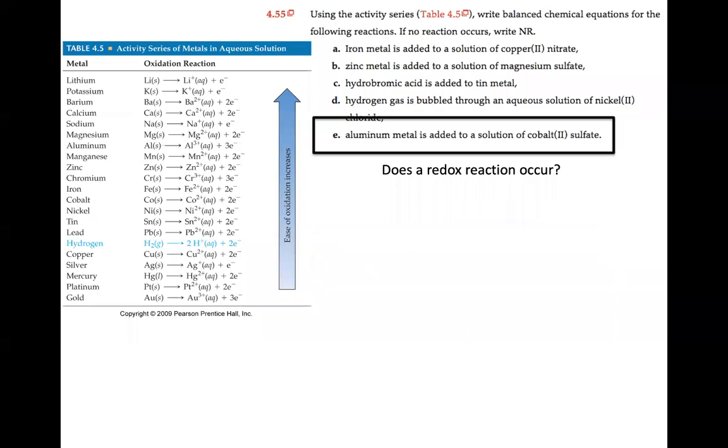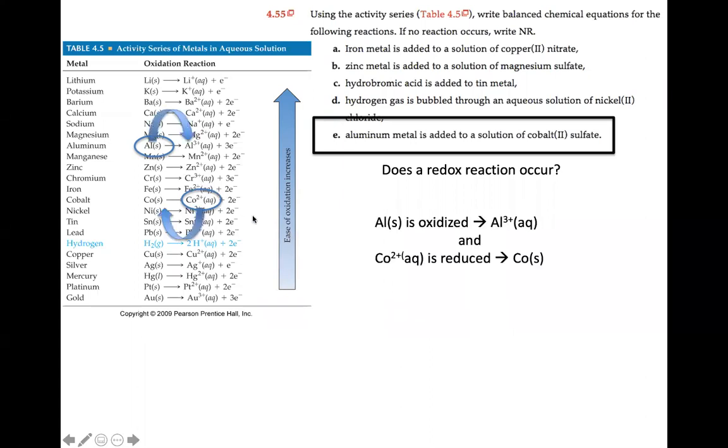So this one they're asking, aluminum metal is added to cobalt sulfate. Does a redox reaction occur? We need to find aluminum metal on the table and we need to find the cobalt ions. Aluminum metal, cobalt ions. What are your thoughts? I see the metal above the ions within here. I think it will occur. I think the aluminum is going to be oxidized because there are ions below it that can be reduced. That's how I'm using the activity series information.